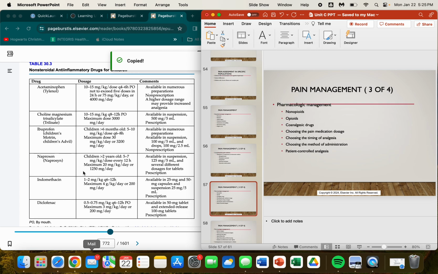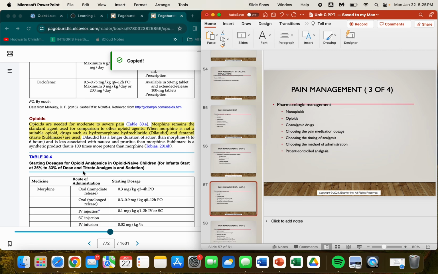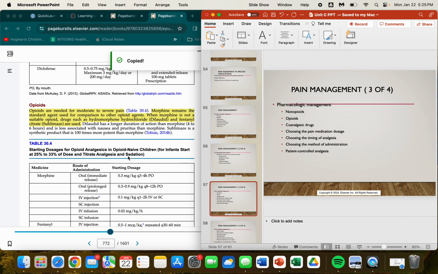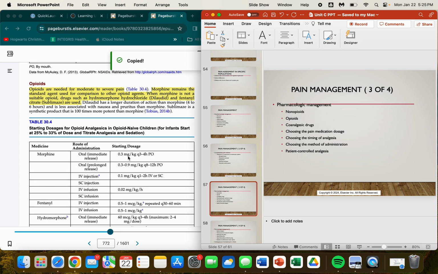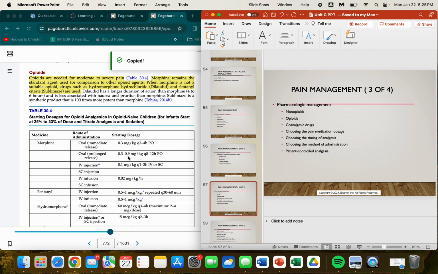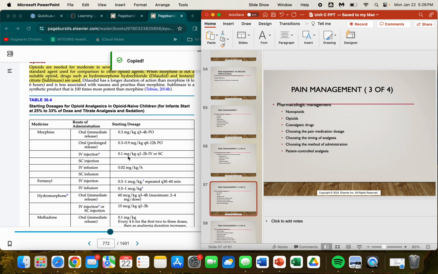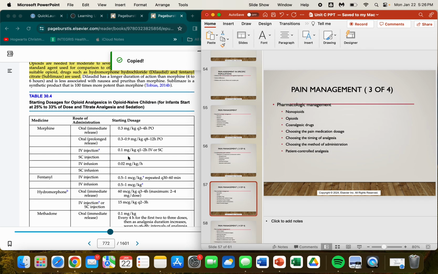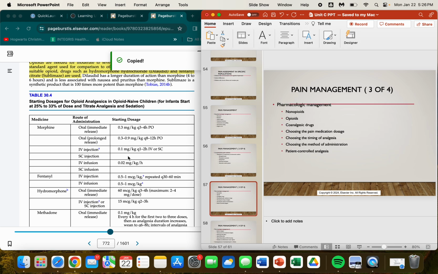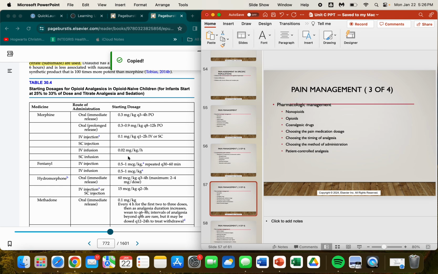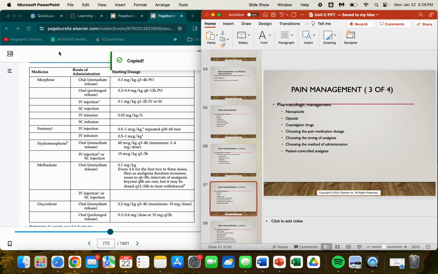medications. When we talk about opioids, these are needed for moderate to severe pain, even in children. Morphine is the standard agent for comparison to other opioids. When morphine isn't a suitable opioid, we can use things like Dilaudid or fentanyl. Dilaudid has a longer duration and is less associated with nausea and pruritus. Fentanyl is synthetic and is 100 times more potent than morphine. So these are examples of opioid-related medications.